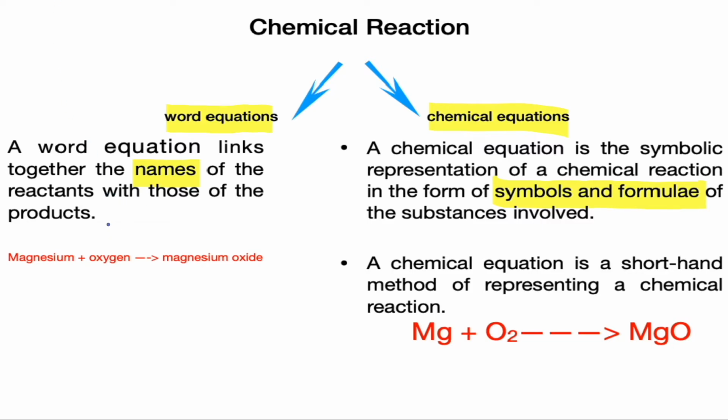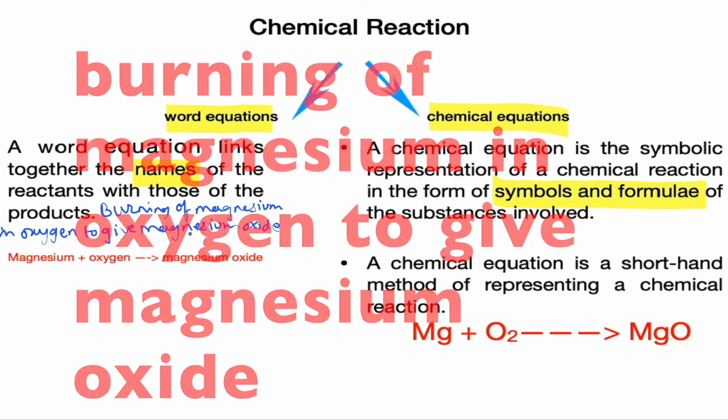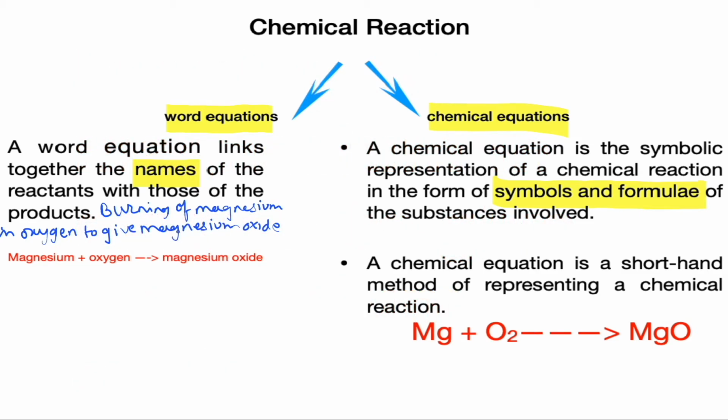Suppose I say, burning of magnesium in oxygen to form magnesium oxide. Let me write this for you. Burning of magnesium in oxygen to give magnesium oxide. See, this is Activity 1.1 given in our NCERT, which I'll explain in detail in another slide. But just look here, the description of the chemical reaction.